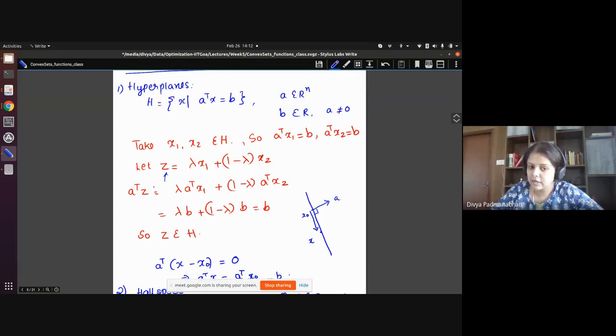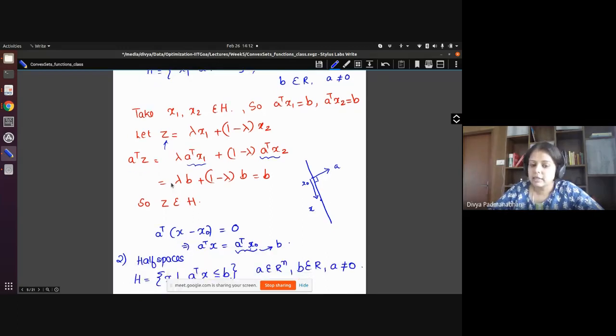And if you multiply this z with A transpose, what you're going to get is just lambda A transpose x1 plus 1 minus lambda A transpose x2. And this is B, and this also is B. So the overall dot product with A for z also gives B. So that's the proof for why this is a convex set.